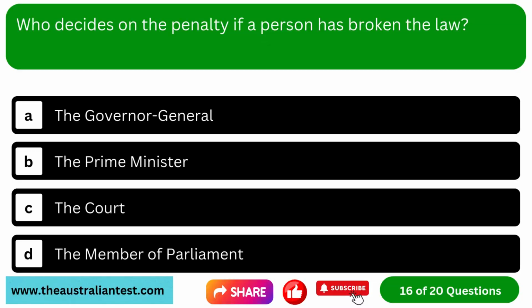Question 16. Who decides on the penalty if a person has broken the law? Option A, the Governor General. Option B, the Prime Minister. Option C, the court. Option D, the Member of Parliament.